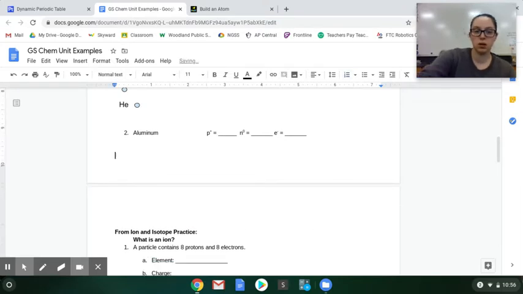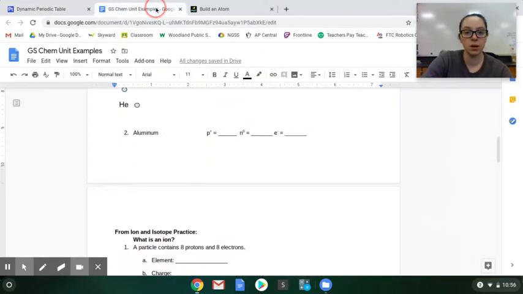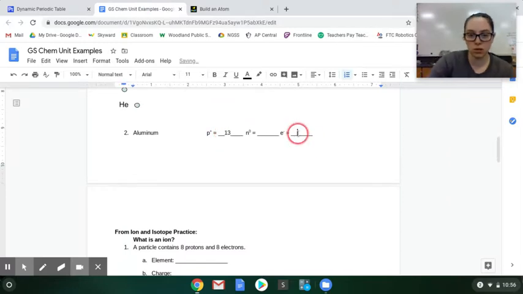Same thing happens with aluminum. So aluminum, I'm going to go to my periodic table. There it is. It has an atomic number of 13, and a mass number of 27. I'm going to fill this out. Atomic number of 13, electrons equal protons, and my mass number is 27, which means my number of neutrons is 14.